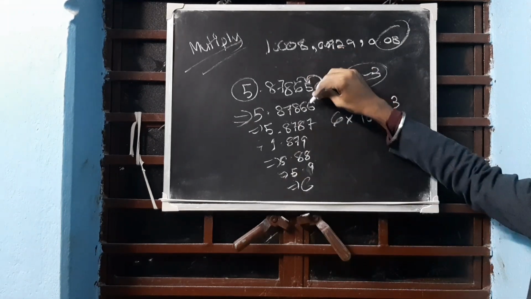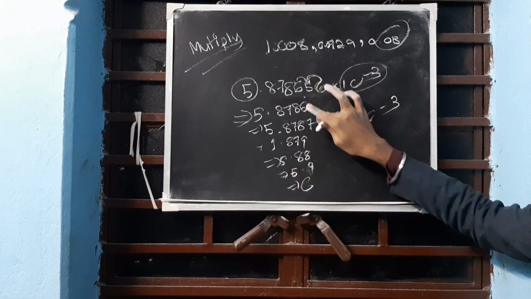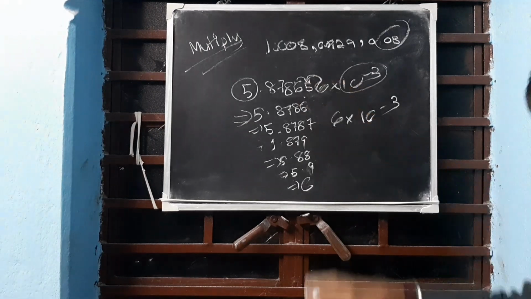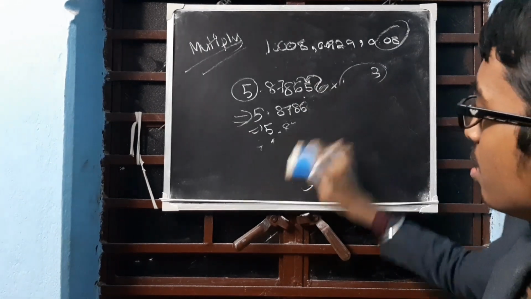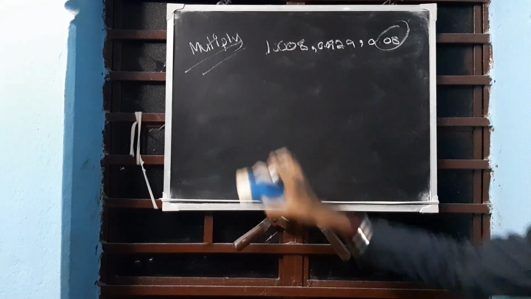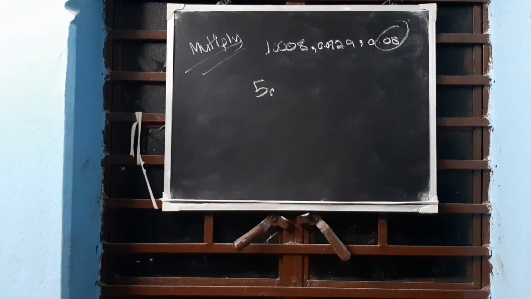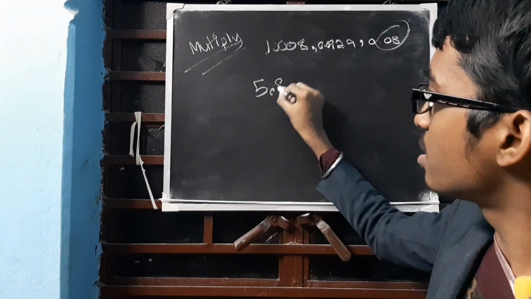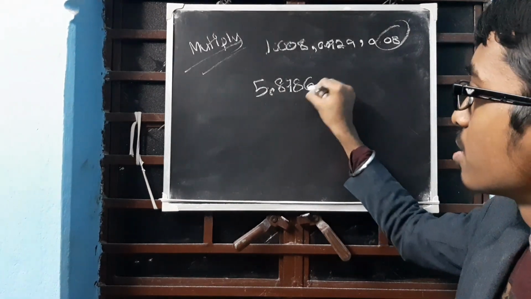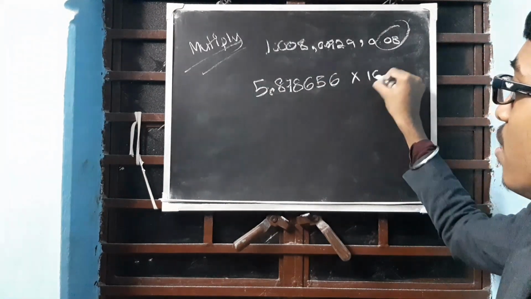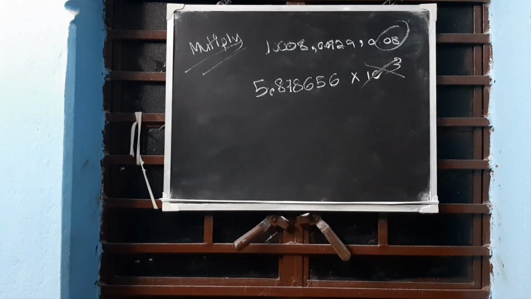6 made this 6 written. Remove this 6. This 6. This is what you do when you do errors, this is how you do errors. Okay. 5.878656 into 10 to the power minus. This part I am least bothered about, but you cannot omit it.